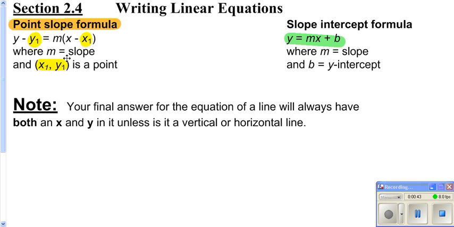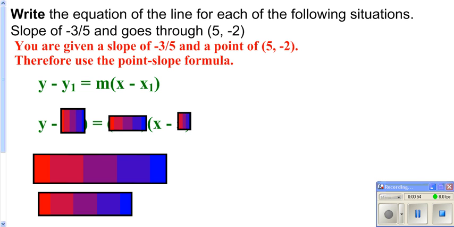When you're trying to find an equation of a line, you're always going to have an x and a y left in your answer, with the exception of a vertical or horizontal line. So here we're asked to find the equation of a line that goes through this point and has this slope. Since you're given a slope and a point, we're going to use the formula that has a point and a slope in its name. So that's your point-slope formula.